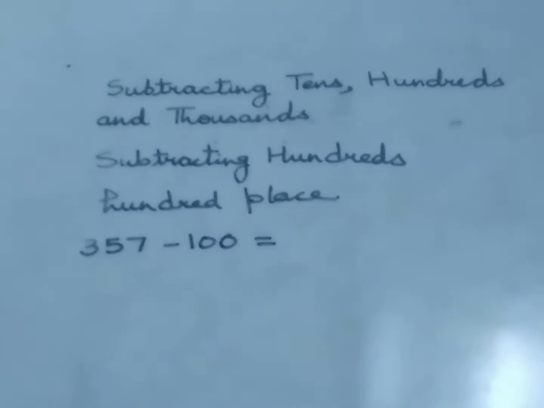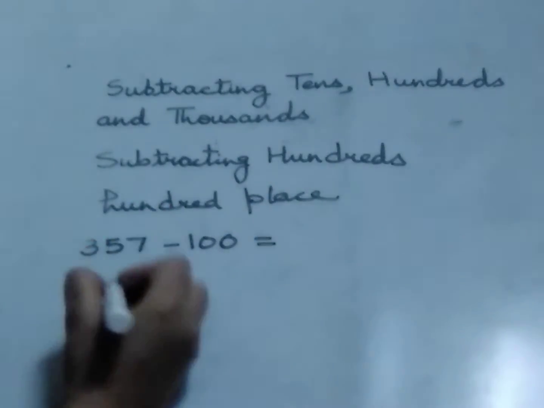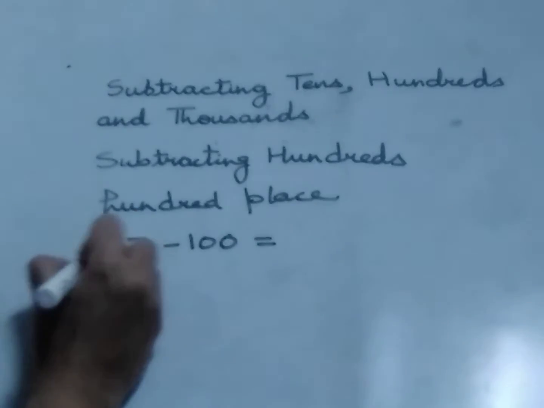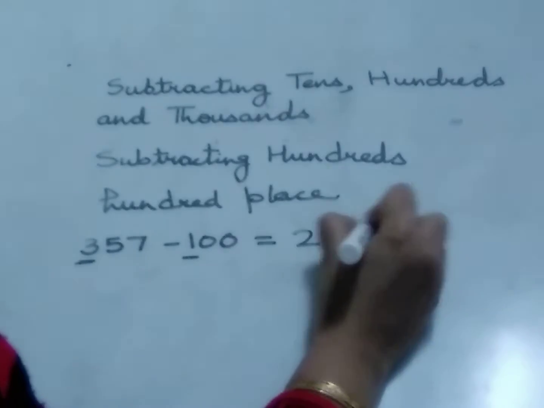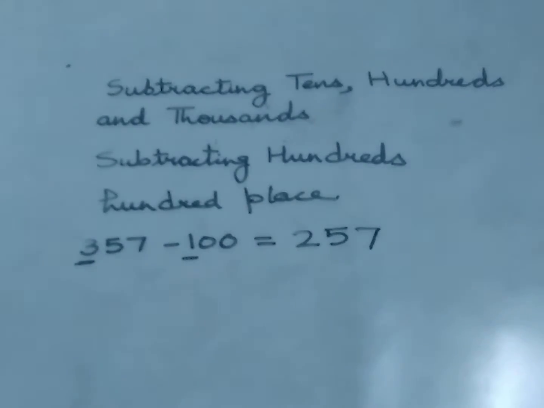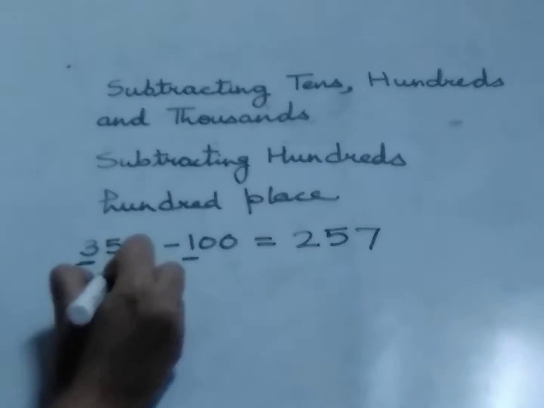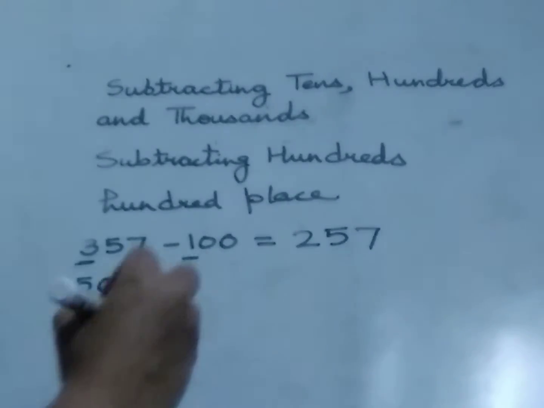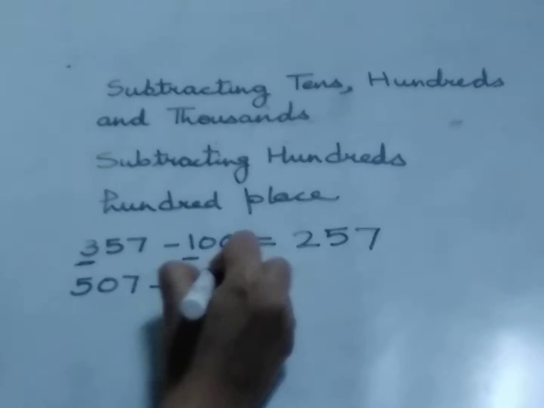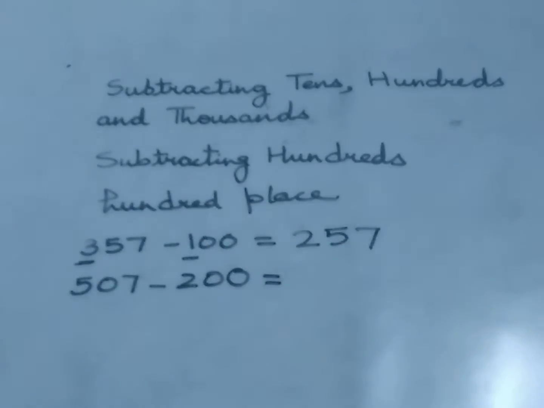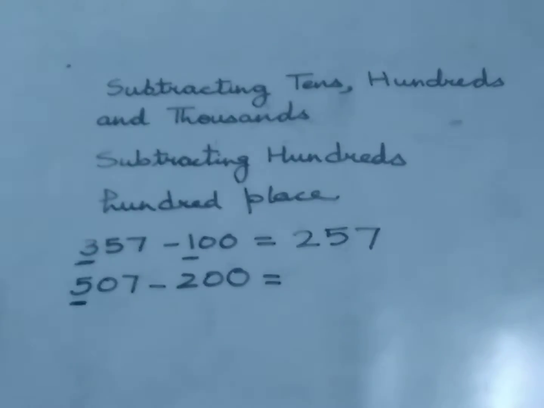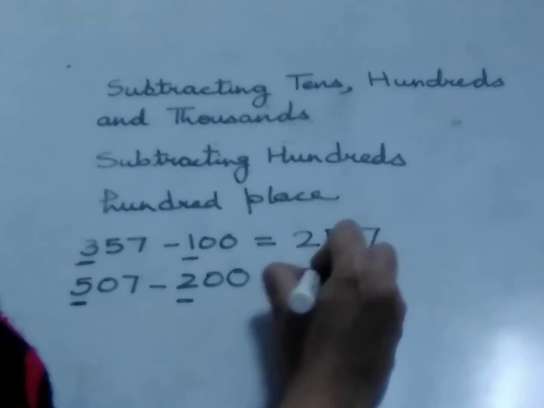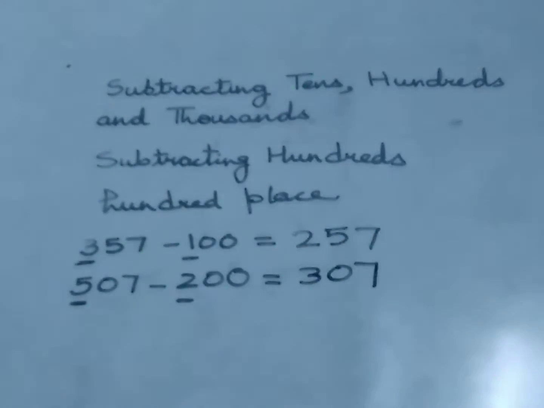So what you have to do? Just decrease the hundreds digit by 1. So it becomes 257. Next number is 507 minus 200. Again decrease the hundreds digit by 2. So it becomes 307.